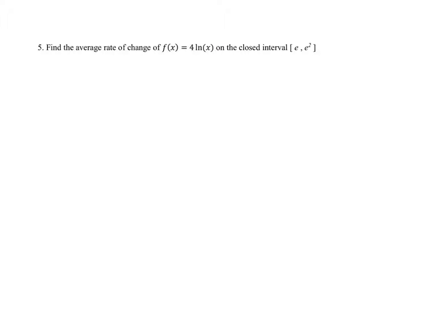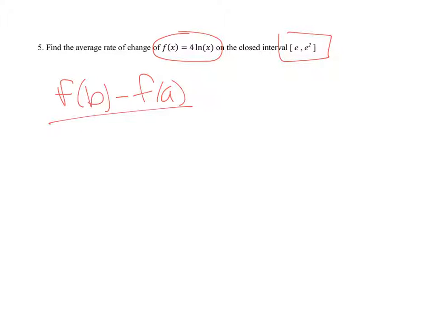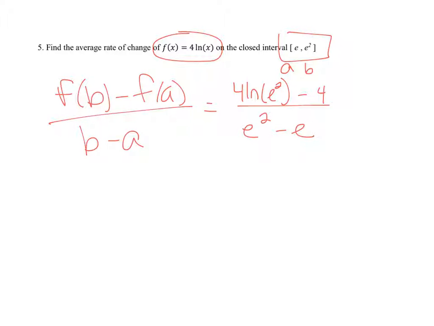Next question states, find the average rate of change of f of x equals 4 ln of x on this closed interval. Average rate of change's formula is f of b minus f of a all over b minus a. So I'm going to make e a and e squared b. So I'm going to have e squared minus e in my denominator for b minus a. And then for the numerator, I'm going to have 4 ln of e squared, because I'm plugging in the b value, minus 4 ln of e, because I'm plugging in the a value.